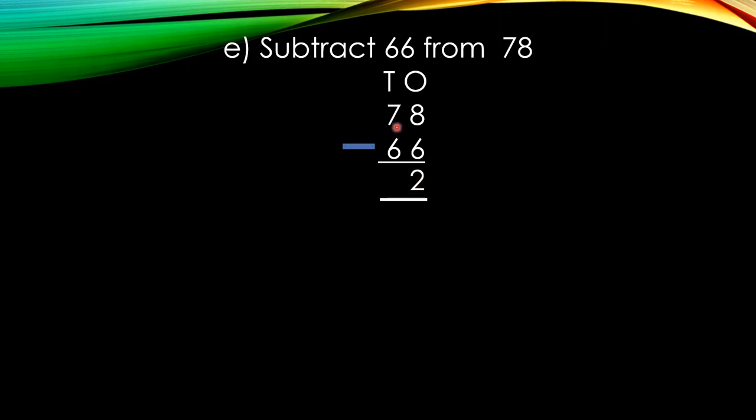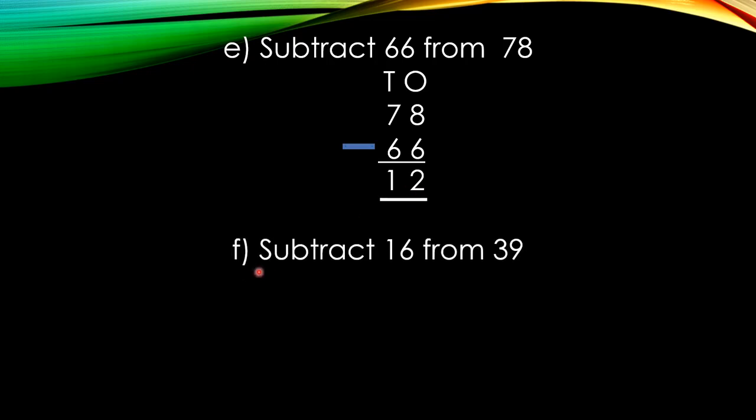Now here again it is given 7. So we will keep 7 in our mind and 6 on your fingers. So let's start counting, backward counting before 7. 6, 5, 4, 3, 2, 1. So we will write 1 here. So what is our answer? 78 minus 66 is equal to 12.